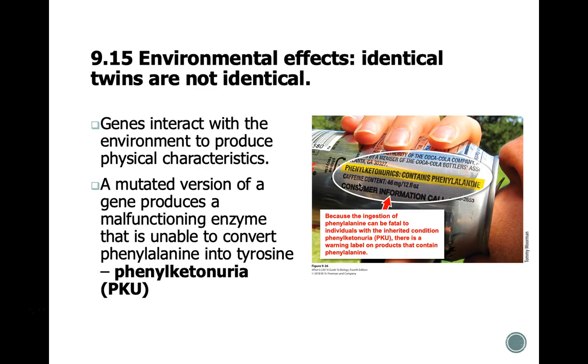The reason that we say that this is affected by the environment is that by limiting the amount of phenylalanine that is consumed, individuals who are homozygous recessive can actually avoid this toxic buildup of phenylalanine in their brain. So if they're managing it correctly, even though their genotype says that they have phenylketonuria, they may be able to avoid the disease.